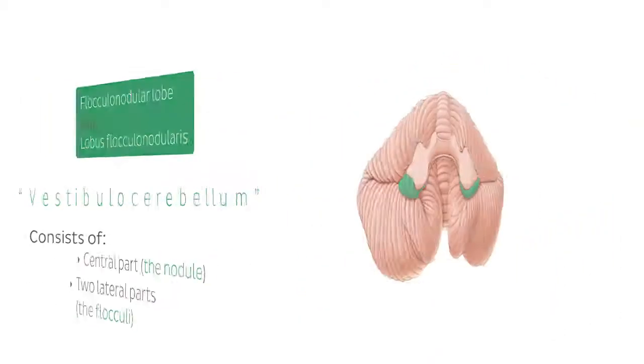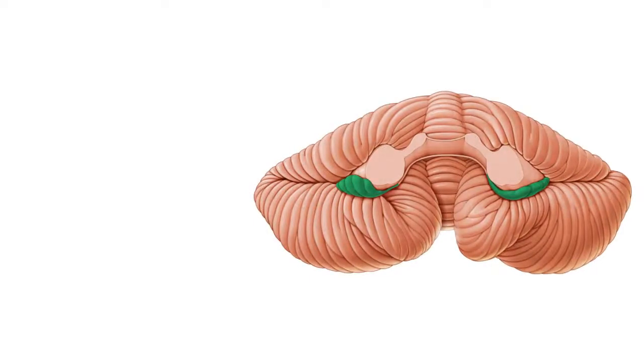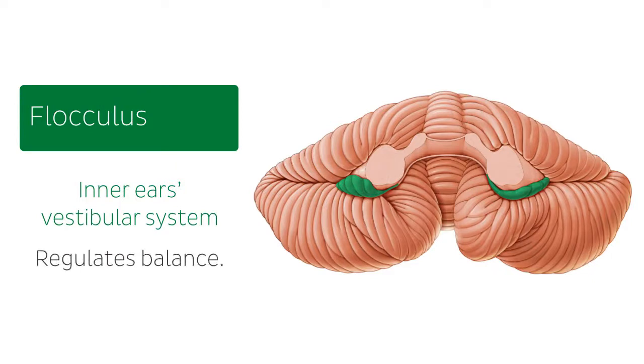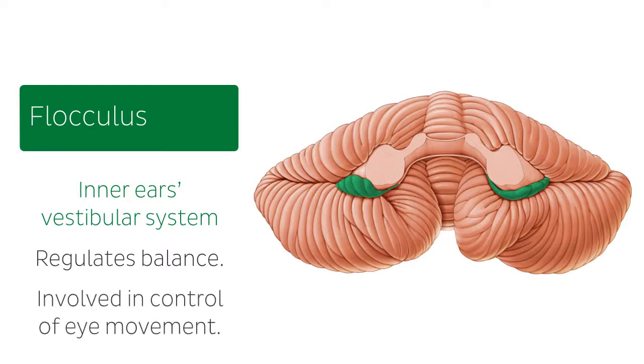Moving on, we're going to highlight these two structures here, which are known as the flocculus. Combined, they're known as the flocculi, which we talked about on the previous slide. There are two small lobes of the cerebellum located at the posterior border of the middle cerebellar peduncle. And from a functional point of view, the flocculus receives input from the inner ear's vestibular system and then regulates balance. In addition, many floccular projections connect the motor nuclei involved in control of eye movement.